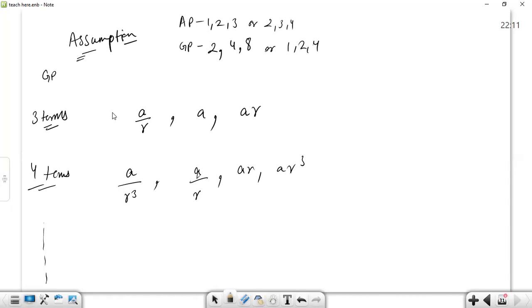For five terms, we can add a by r square here and ar square here. For six terms, we can add a by r raised to power 5 here and ar raised to power 5 here. Clear? Any doubts?